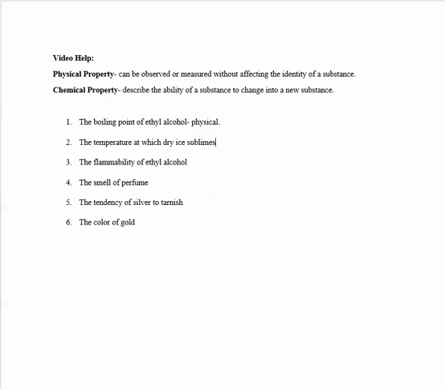For the temperature at which dry ice sublimes, this process of sublimation we're going to study. You're going from a solid to a gas. Dry ice does this. If you notice, however, dry ice is CO2, so it's going from the solid state of CO2 to the gaseous state of CO2. It's still CO2, so we're not changing the identity of the substance. Therefore, again, it's going to be a physical property.